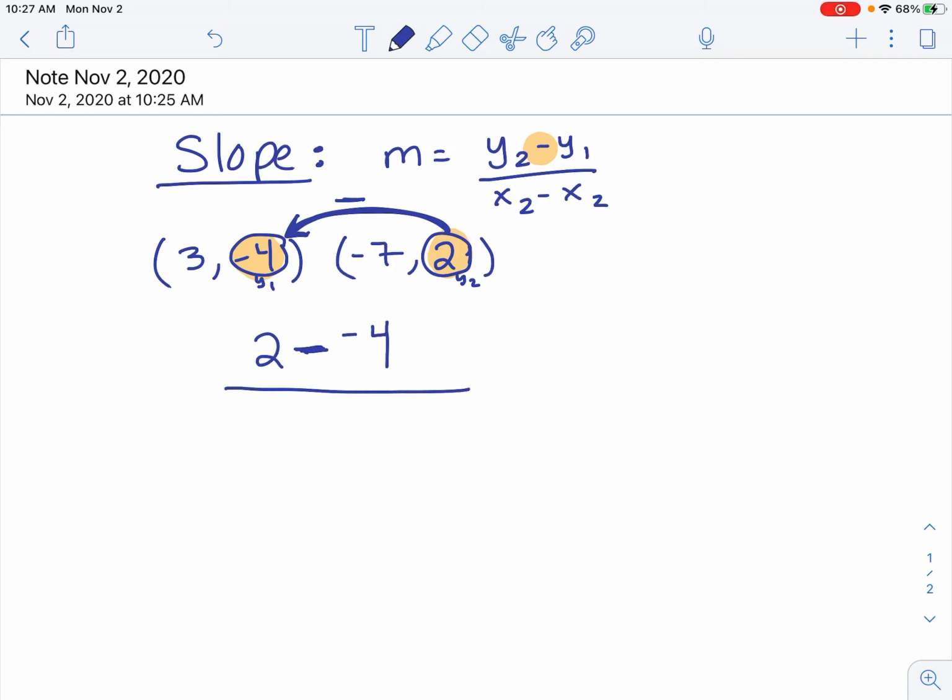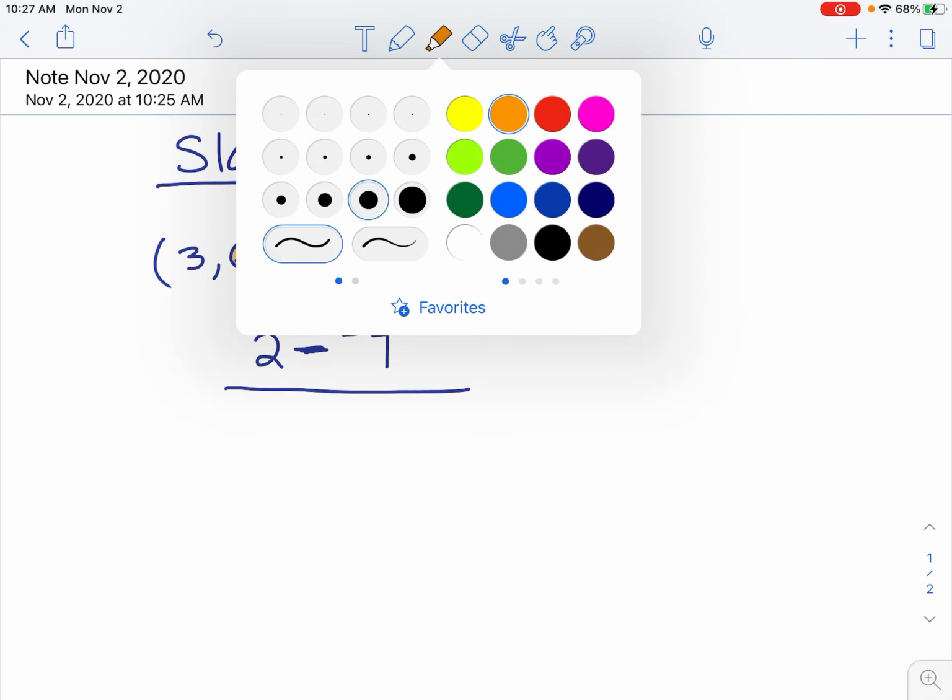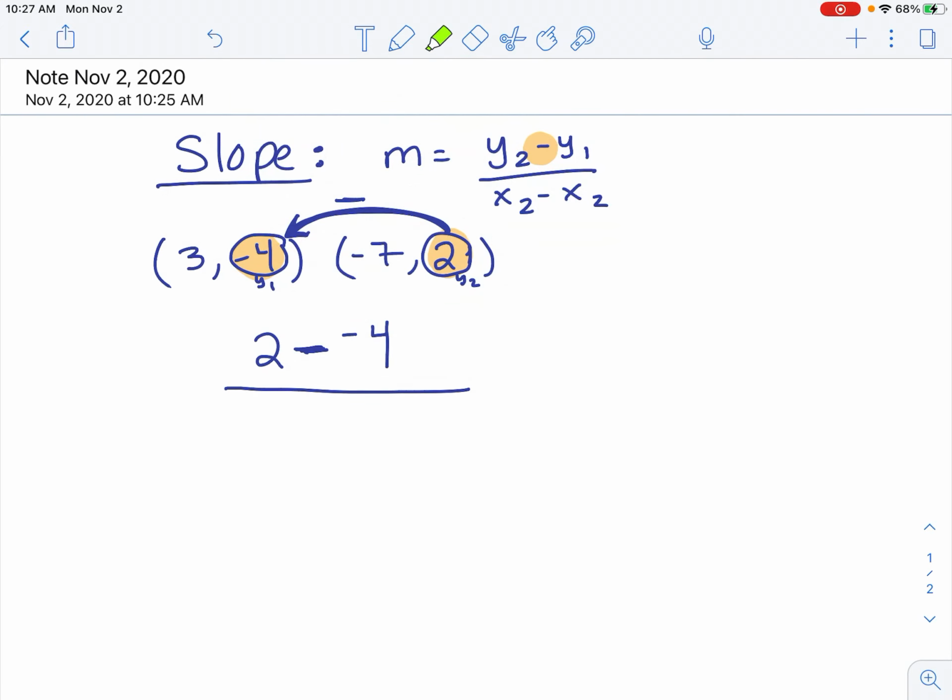On the bottom, I'm going to do the same thing, but with my x's. So I'm going to start with the -7 on the right. Always start on the right. So I write -7, always put a minus in the middle. This is x2, and then I go over to the other x value, which is 3. This was my x1, and it's always minus in the middle: -7 minus 3. And then I just type these in my calculator.